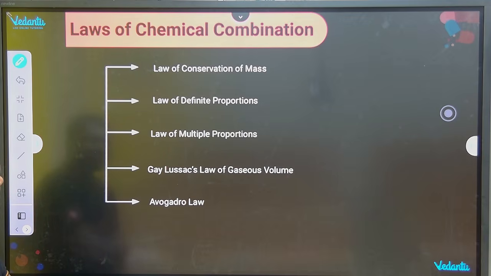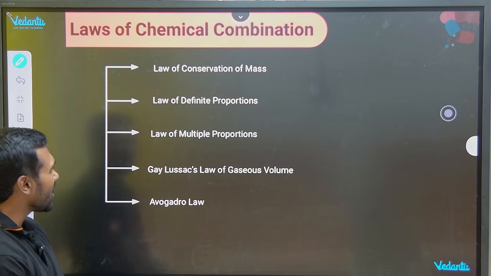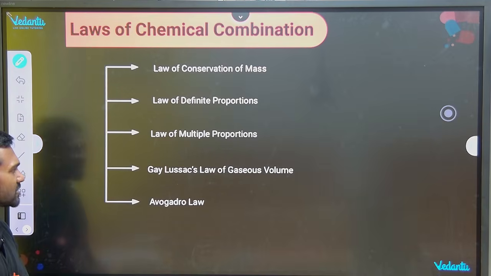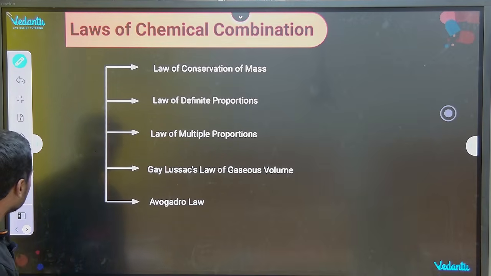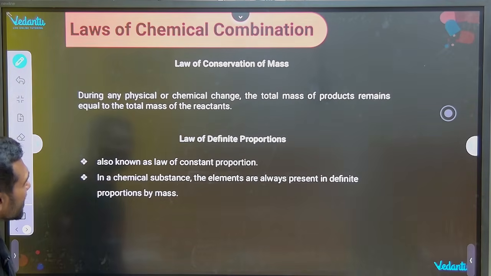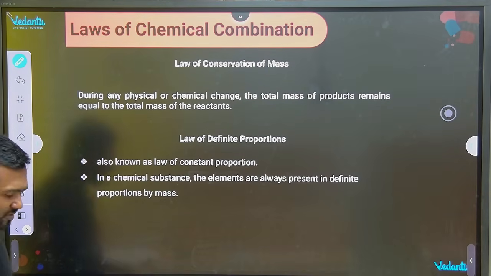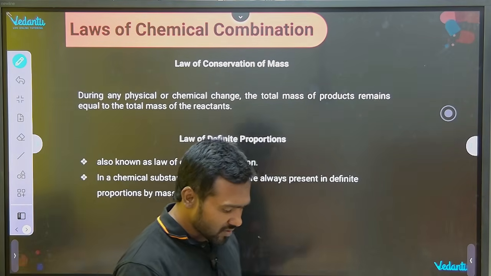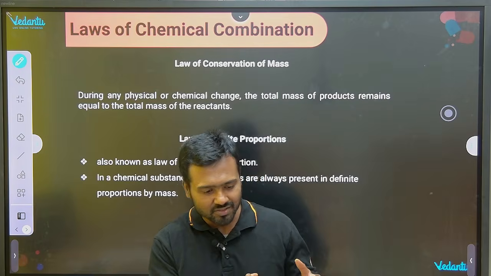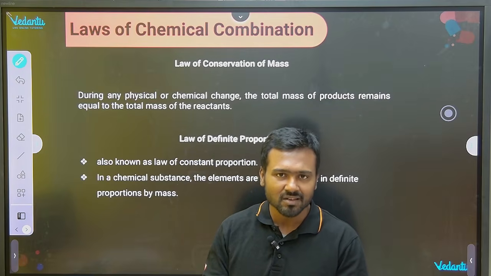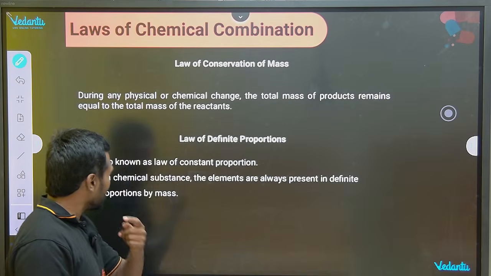Next one, laws of chemical combinations. In this one: law of conservation of mass, law of definite proportion, law of multiple proportion, and Gay-Lussac's law of gaseous volumes, and next Avogadro's law. So we'll see one by one in this one. First, law of conservation of mass. Anyway, you know that the total mass of the reactants should be equal to the total mass of the products. That is the law of conservation of mass.